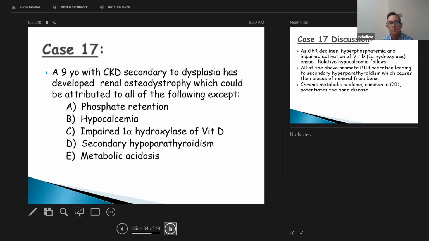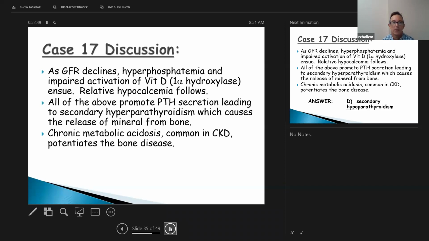So again, look at the words. What is PTH in chronic kidney disease? Shouldn't it be hyperparathyroid? Exactly. So as you gloss through this, it gets a little confusing, but if you just remember that PTH is elevated in CKD, and this is hypoparathyroidism, then that'll get you to the answer.